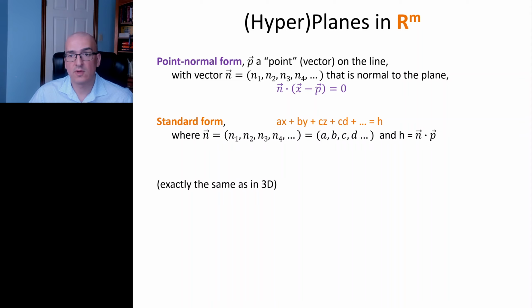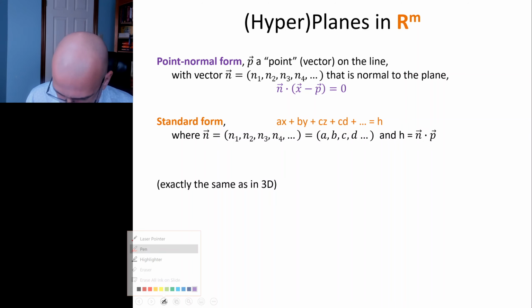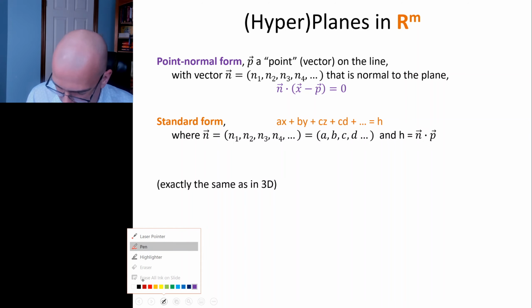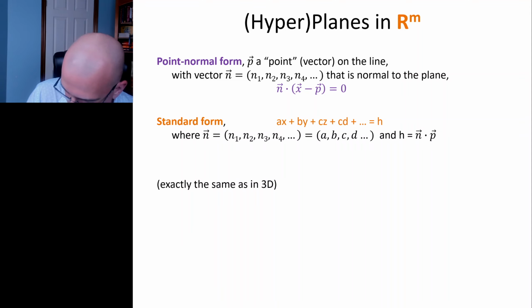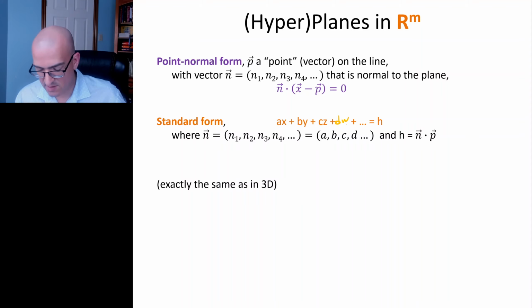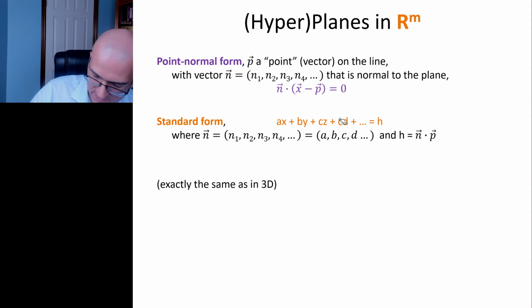There's a point normal form, n dot x minus p equals 0, and there is a standard form, ax plus by plus cz plus whatever the next letter is. It shouldn't be a d, that should be some other letter. I wouldn't use d there. Let me just change that. Plus d times w, I don't know. Go back behind x. Plus something.